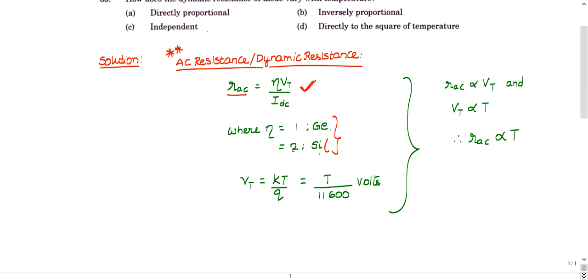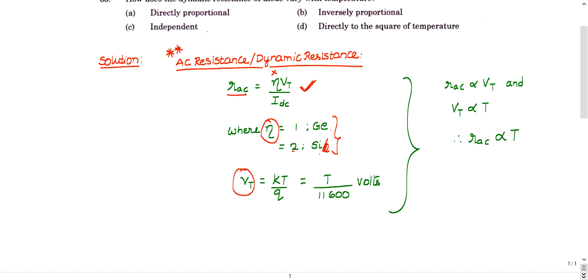I don't want to discuss about this right now. Just remember 1 for germanium, 2 for silicon. Later we'll discuss. We don't have any significance with eta right now. So RAC is proportional to Vt divided by IDC. Eta means it's a constant. What is Vt?